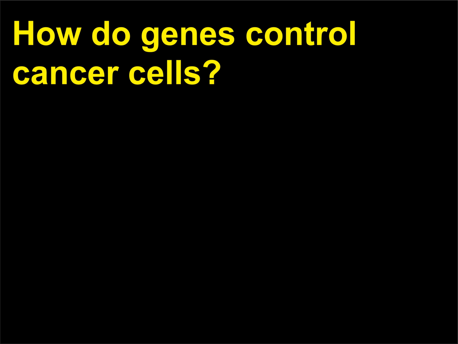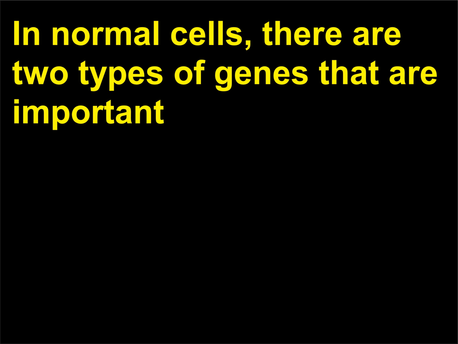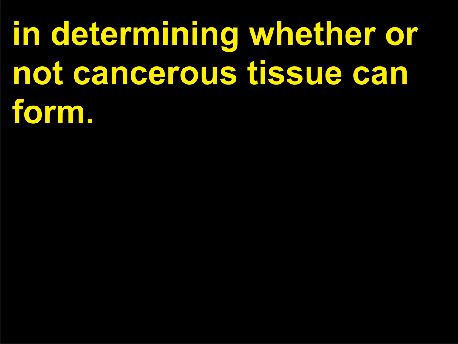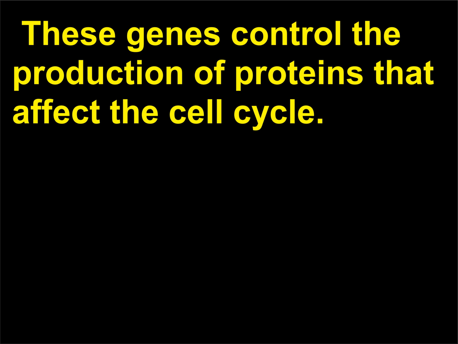How do genes control cancer cells? In normal cells, there are two types of genes that are important in determining whether or not cancerous tissue can form. These genes control the production of proteins that affect the cell cycle.